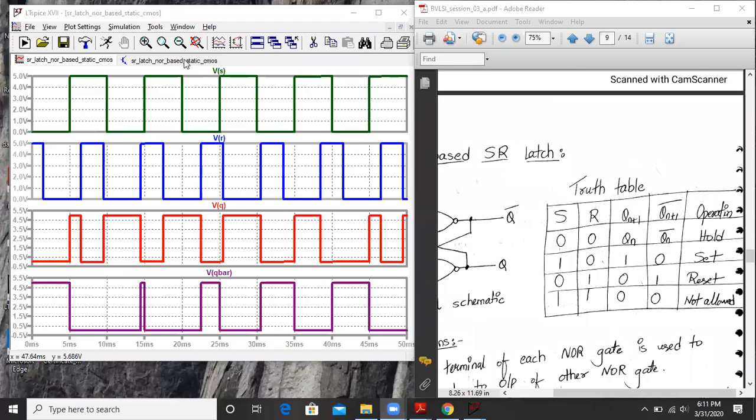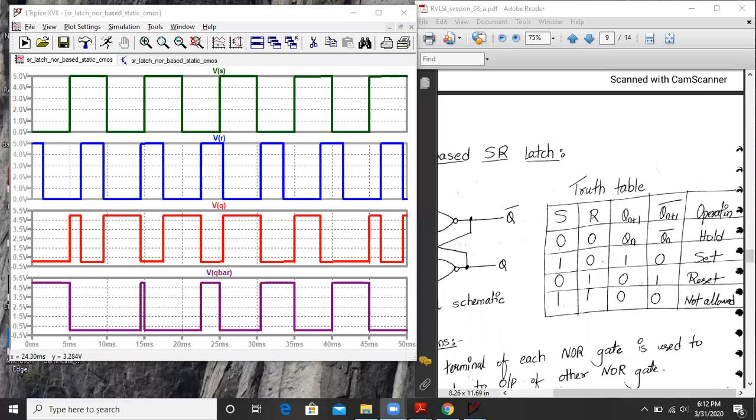So we were simulating the LTspice based SR latch. Extremely sorry, there are some fluctuations in the internet. So I hope everyone is back. Yes. So let us go back to the functionality. We were on the verge of verifying the truth table. So let us start again.